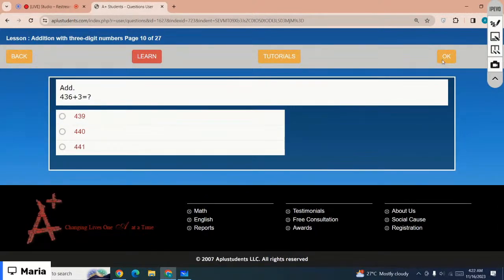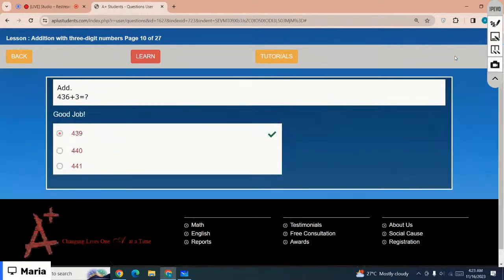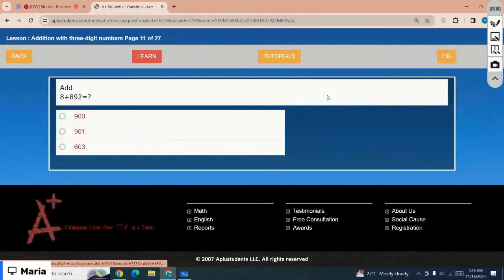Okay, the next one is 436 plus 3. So which is the correct option? 436 plus 3 is, 6 plus 3 is 9, right? So 436 plus 3 is 439. The correct option is 439, right? Okay, you can complete the lesson by yourself later today. Let's just move on to the next lesson.